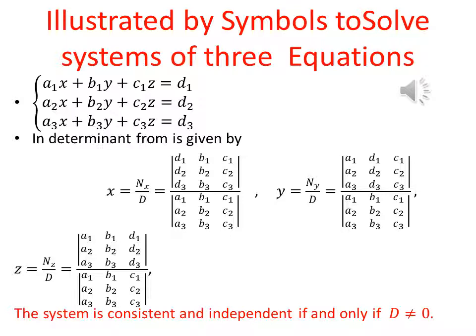So to get X, nx: in the first column of G, omit it and put g1, g2, g3. Get the value. Y: second column of G, change it to g1, g2, g3 in the numerator. To get the value of Z, in Z over G, G we know already. What is in Z? We omit or cancel the third column of G and put g1, g2, g3. X, Y, Z, we get the value.